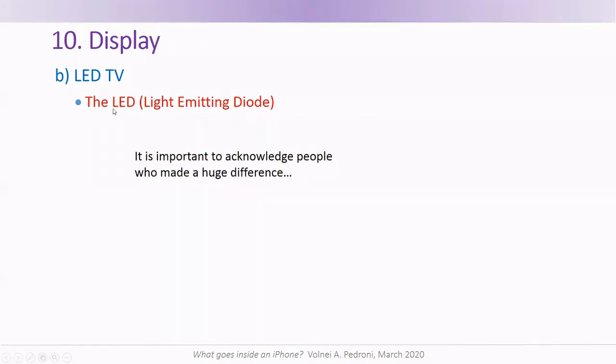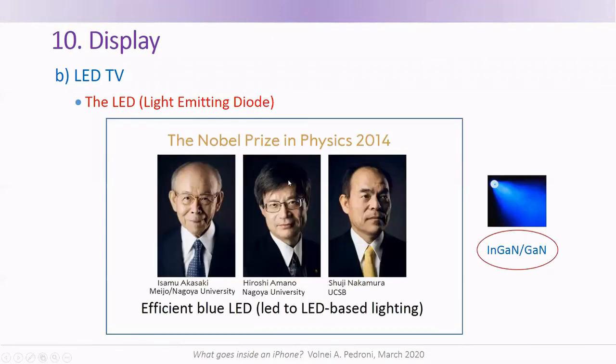To close this topic on LEDs, I would like to acknowledge some people who made a huge difference. So here are the Nobel Prize winners in physics in 2014 for the invention of the efficient blue LED, which led to LED-based lighting, which, by the way, was a development with major financial and environmental consequences.